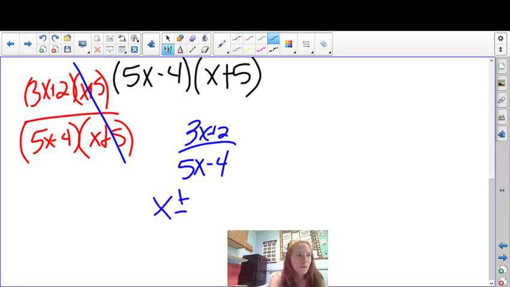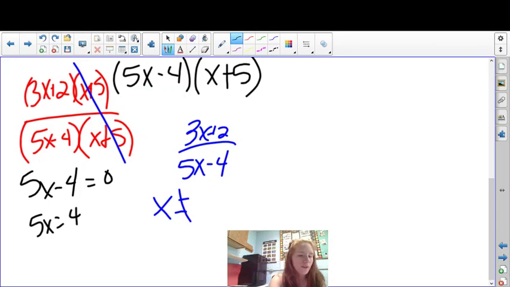My restrictions would be what cause this to be 0. So essentially what I'm doing here, since this is a little bit more complex, is I take my piece that I set equal to 0, so I'd add over 4 and then divide by 5. So x cannot be 4 over 5, and x can't be negative 5.